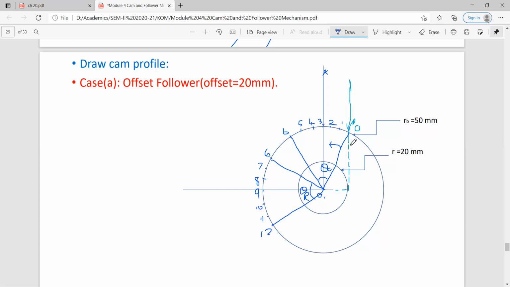Okay, so this division you understand, marking of angles you understand, that now the position has changed. The position we started at first was right above the center of cam. From here we started the angle measurement, but because of the offset follower we are starting it from here. It is the first change in the procedure. Okay, next, what you have to do, I will tell you the procedure.